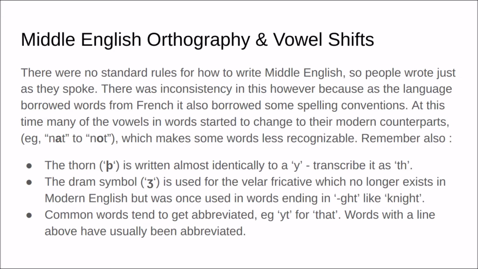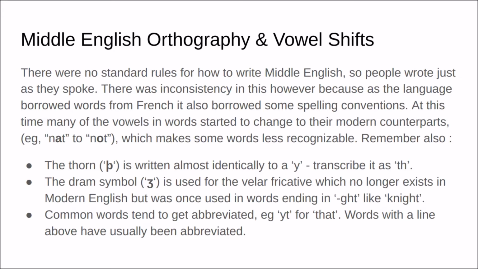The yogh symbol, which is that little letter on the screen there, is used for the velar fricative which no longer exists in modern English except in some dialects such as Scottish English or Scots, in, for instance, the word Loch Ness, but it's generally not found anymore in modern English. It was once used in Middle English for words which nowadays end in GHT, like knight, which was originally pronounced knecht or knicht. And common words also tend to get abbreviated in Middle English, particularly in the manuscripts.